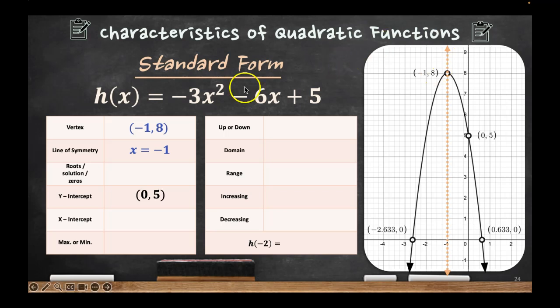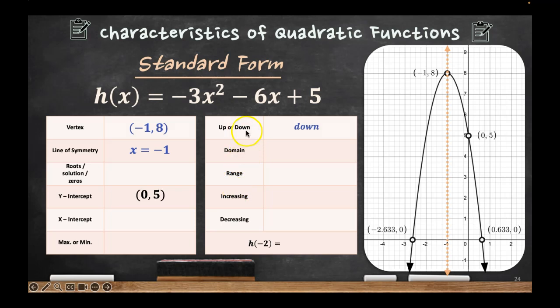Let's first look at our axis of symmetry, or line of symmetry. It's what splits the graph in half. As long as your quadratic function is facing up or down, the x value of your vertex is going to be your axis of symmetry. So x equals whatever the x value of the vertex is. So x equals -1 is this orange line here.